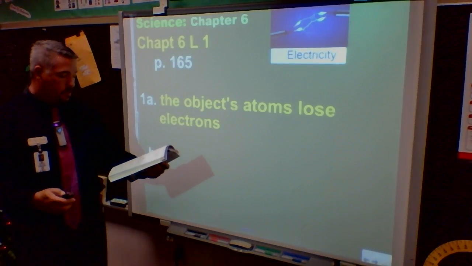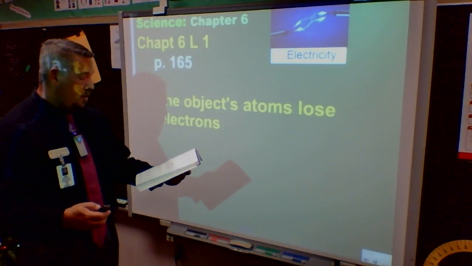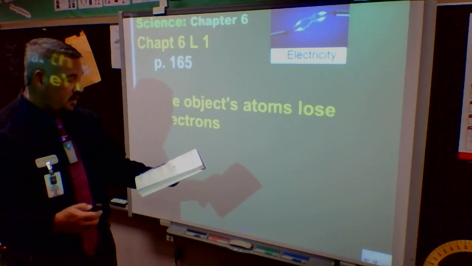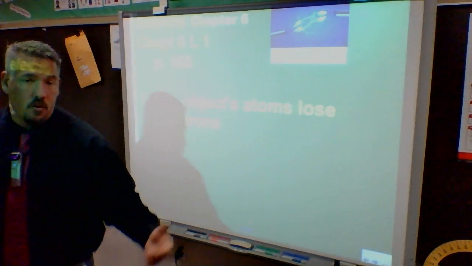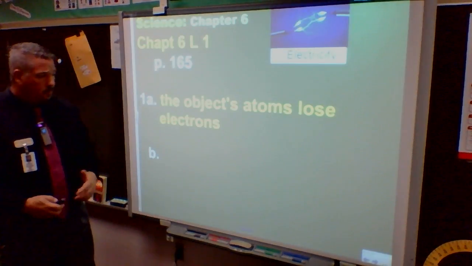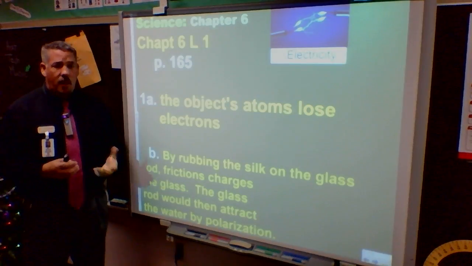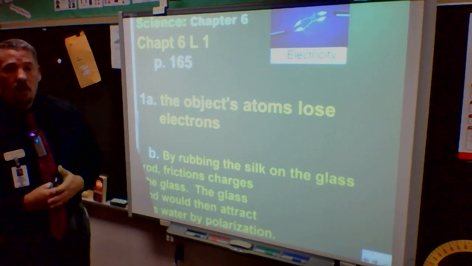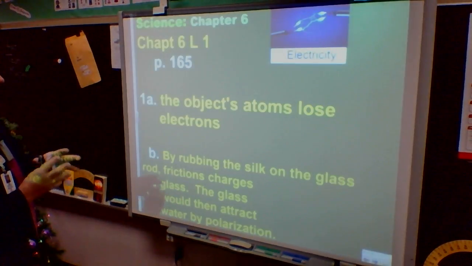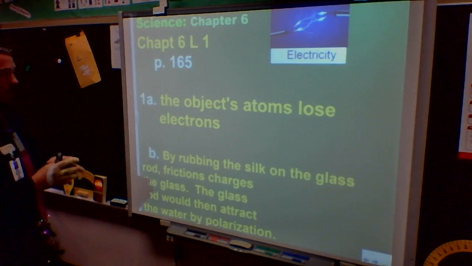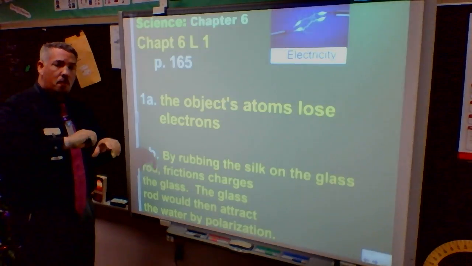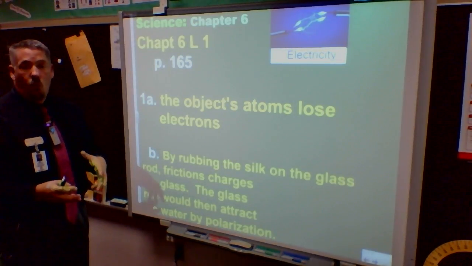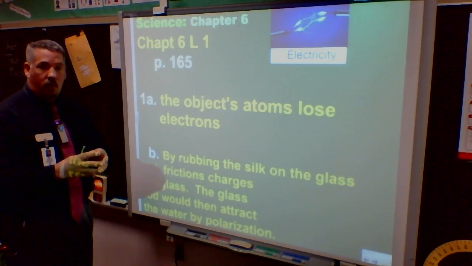And B says, explain how you could use a piece of silk and a glass rod to attract a stream of tap water. This is an experiment that I used to be able to do when I had the science lab. You can take that glass rod and you can make it negatively charged by using the silk. So if I take the silk and I constantly rub and polish that piece of glass, the more electrons are going to build up on it.